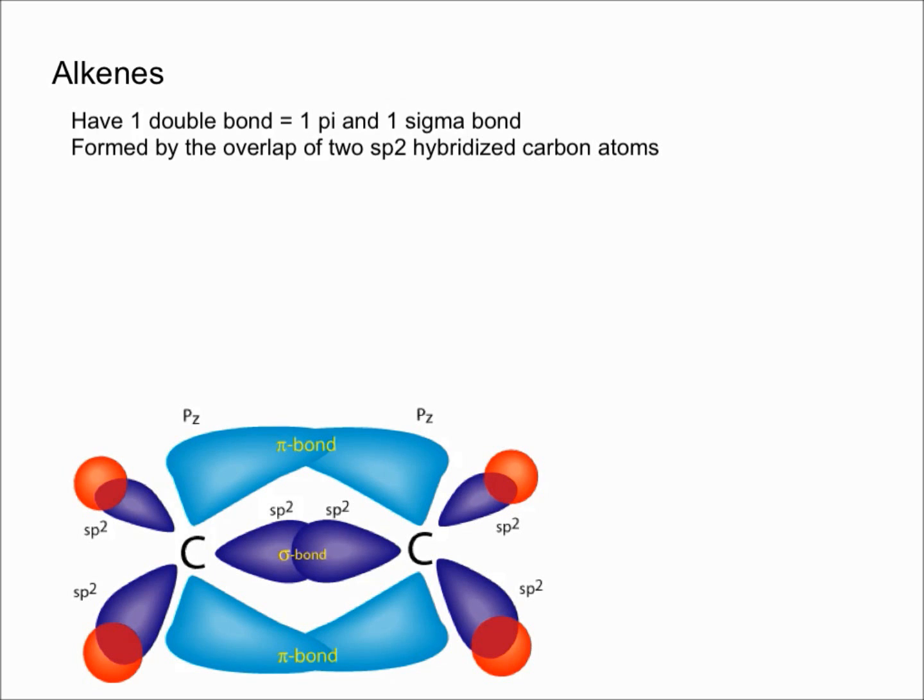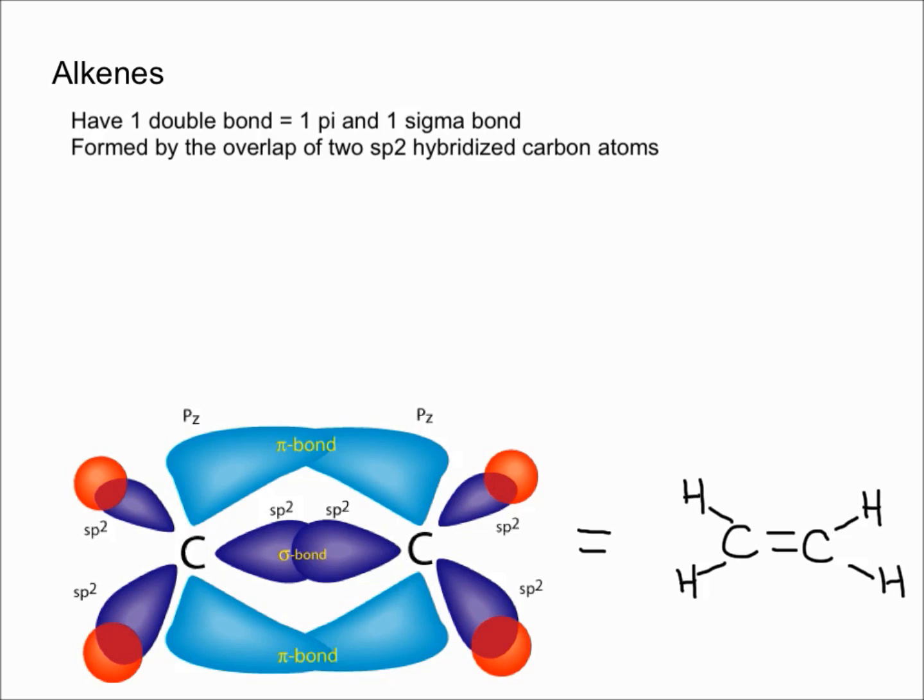So in this video, I'm going to briefly explain what an alkene is. Alkenes have one double bond, which is equivalent to one pi bond and a sigma bond. And in an alkene, the double bond is formed by the overlap of two sp2 hybridized atoms.